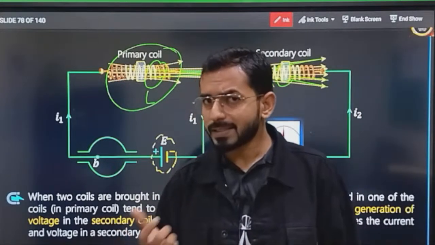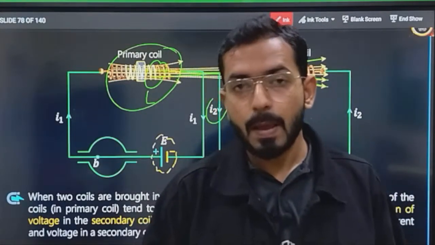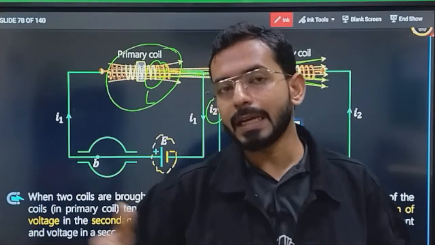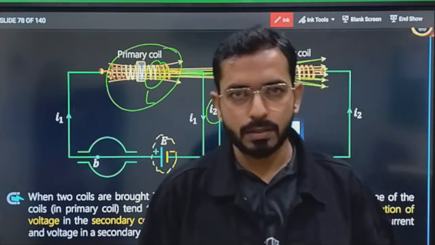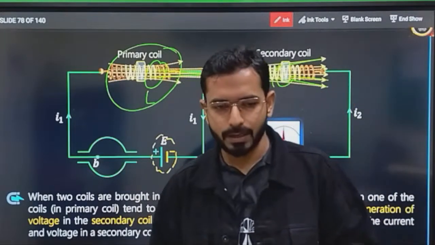It is not induced by its own coil. If it is induced by its own coil, it is called self inductance. But if it is induced due to some other coil, the primary coil, then it is called mutual inductance. So inductance is the same, but how it is generating differs. I hope that now it is clear.